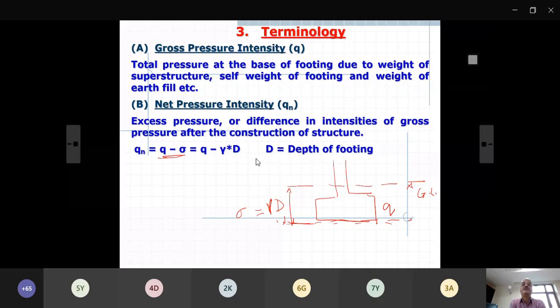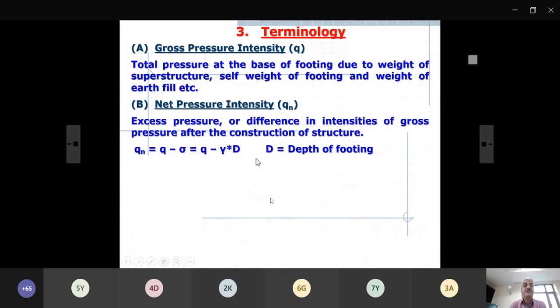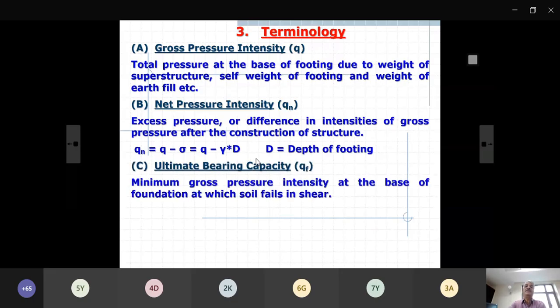That is called net pressure intensity, Qn, the intensity by which I have increased the pressure at the bottom of foundation. So the excess pressure or difference in intensities of gross pressure after the construction of structure. This is the additional load which has come at the founding depth. We call it net pressure intensity.